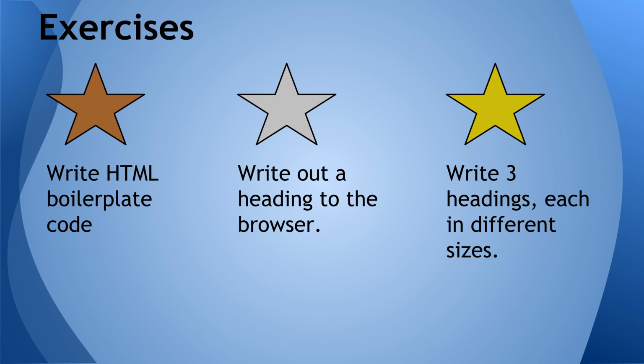For the gold medal, you need to write out 3 headings, but they should each be in a different size. Now, if you remember, I told you that an H1 was a heading, where H stands for heading, and the 1 was the biggest heading. Try and work your way out from there and see if you can get 3 headings printed out in various sizes.